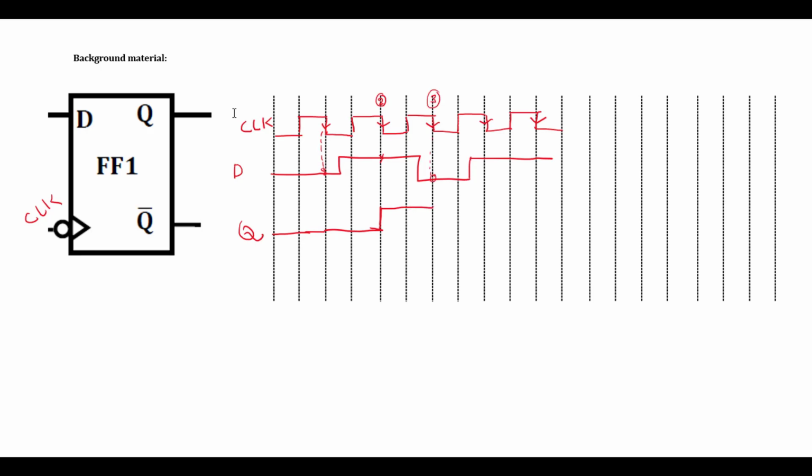At clock edge 3, the input is logic 0, so the output is also logic 0. Similarly, at clock edge 4, the input is logic 1, so the output is also 1. At clock edge 5, the input D equals logic 1, so the output is also logic 1. So this is the operation of a negative edge triggered D flip-flop.